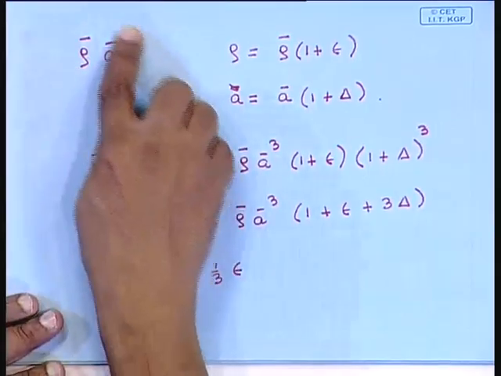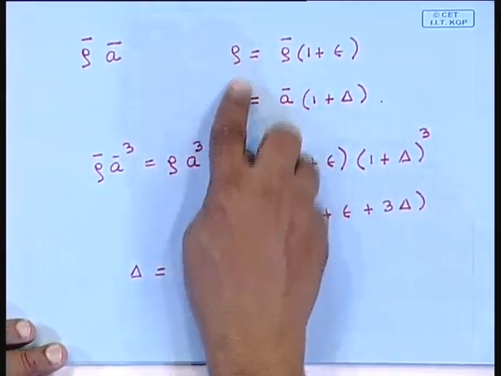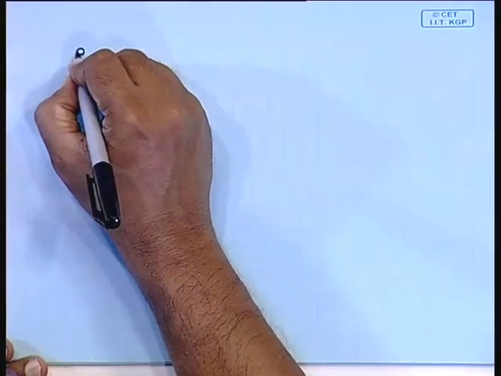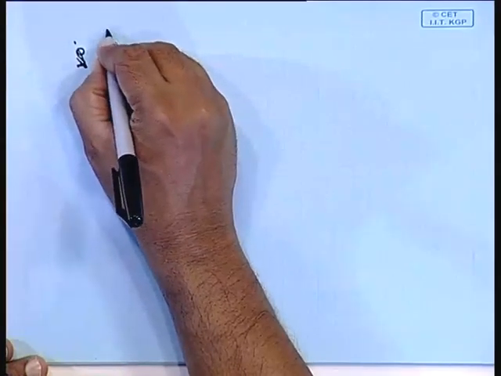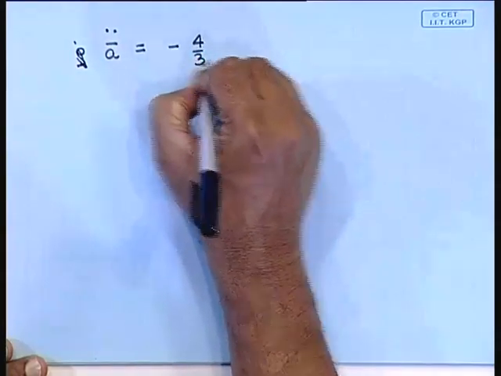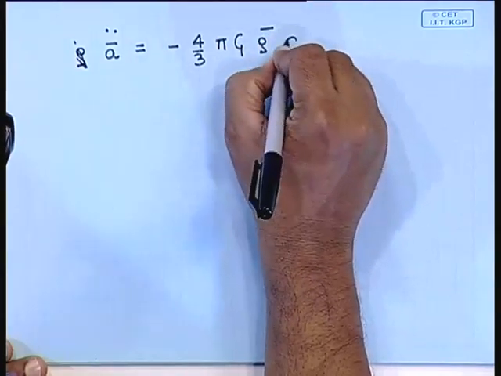Now both this and this satisfy the same background cosmological model equations. So both of them satisfy this: A bar double dot is equal to minus 4/3 pi G rho bar A bar.